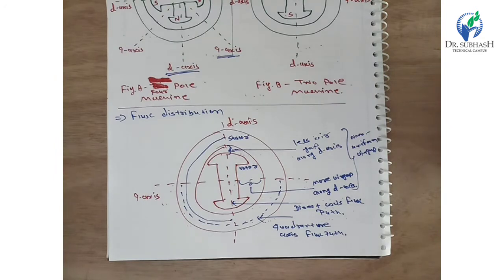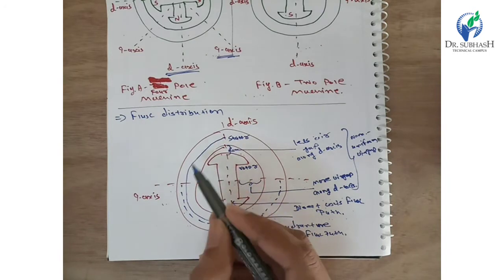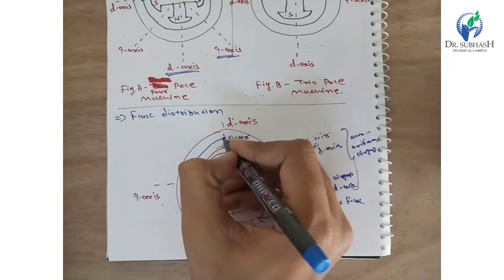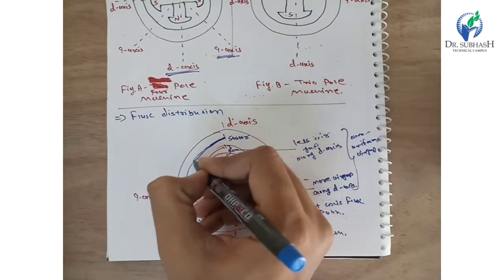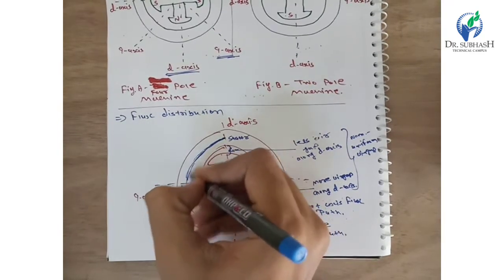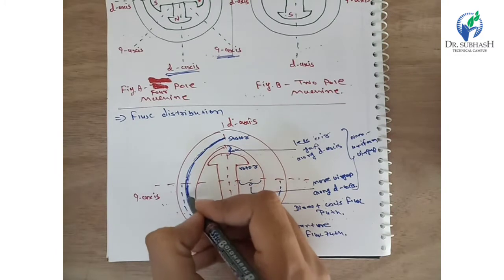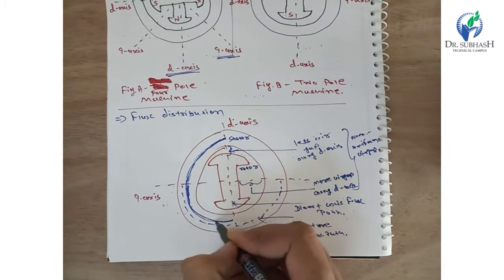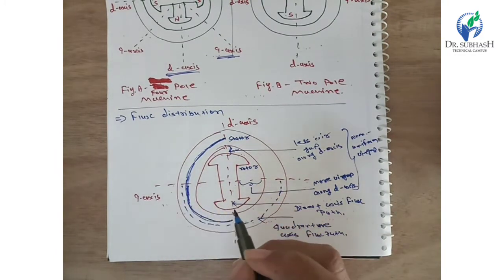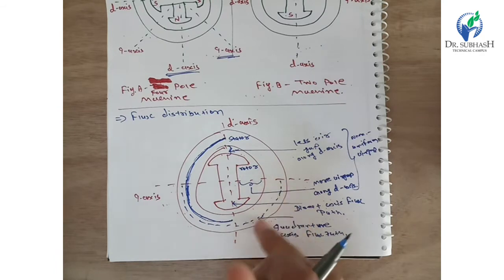The d axis flux path is marked by the thick line, and the dotted line represents the q axis flux path.